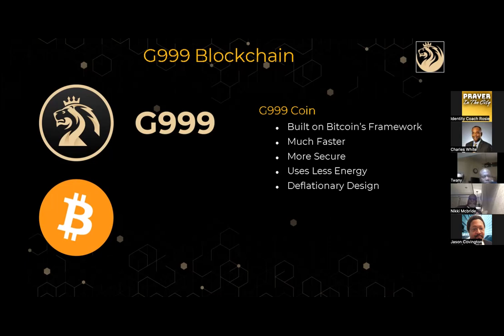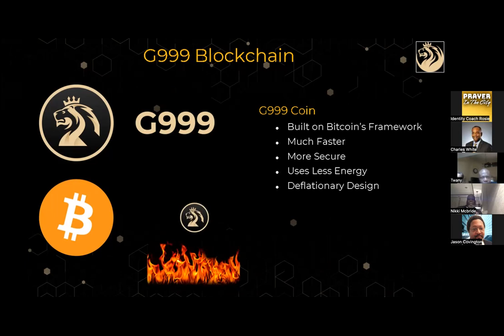And unlike Bitcoin, which is a fixed number of Bitcoins being released to the network over time, our coin and our blockchain is deflationary by design. And I'll tell you exactly what that means in a few minutes. What it means, well, I'll tell you a little bit now. It means that our coin is built to be burned as it's being used.